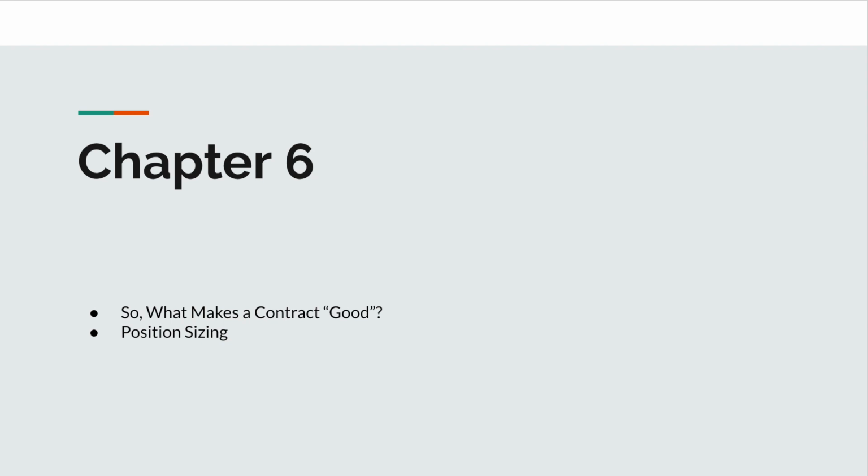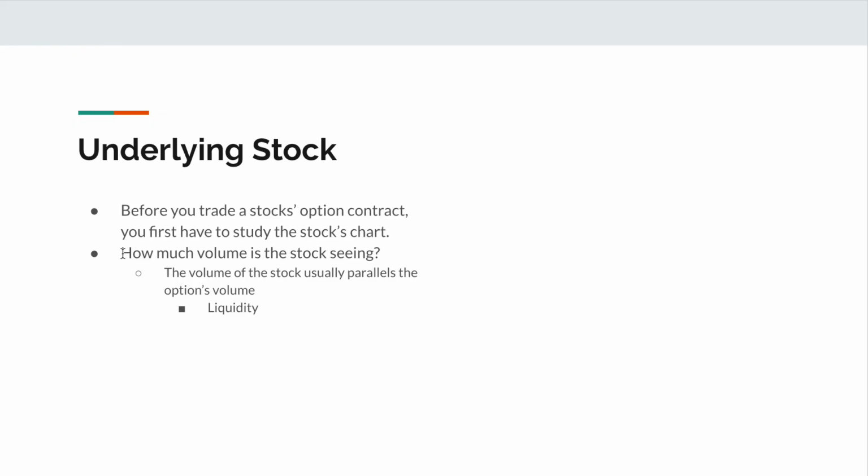So the first thing that makes a contract good would be the underlying stock. So obviously, before you trade a stock's option contract, you have to first study the stock's chart. If you know how to determine where the next move is going to be in a stock or where you think it is going to go, then obviously you'll be able to purchase options accordingly. So you must study the underlying stock. You have to see all the different factors affecting it and impacting it at that very moment. The things that can impact it for the long term, if you plan on holding the option for a long term. How much volume is the stock seeing?